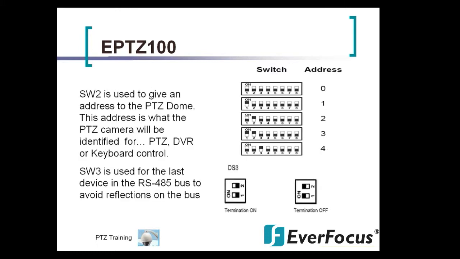Okay, SW2 is used to give the address to the PTZ dome. The address is what the PTZ camera will be identified by for PTZ, DVR, or keyboard control. And SW3 is used for the last device on the 485 bus to avoid reflections on the bus. This is most important when daisy chaining PTZs: the last PTZ in the chain must have the bus termination turned on.